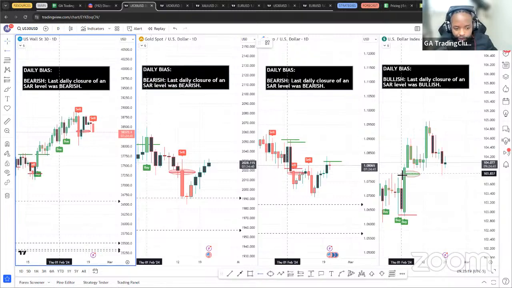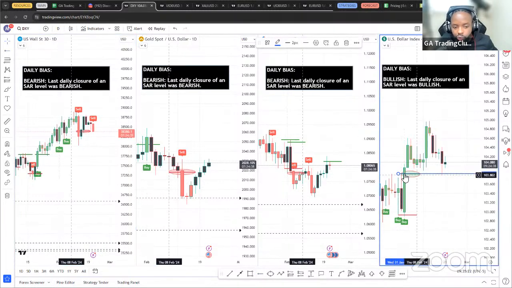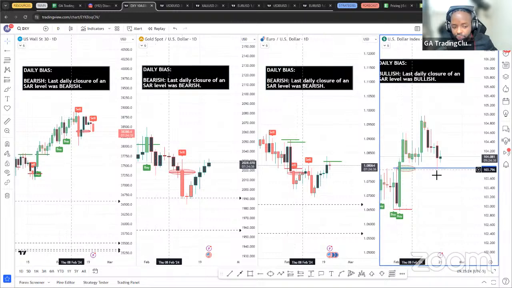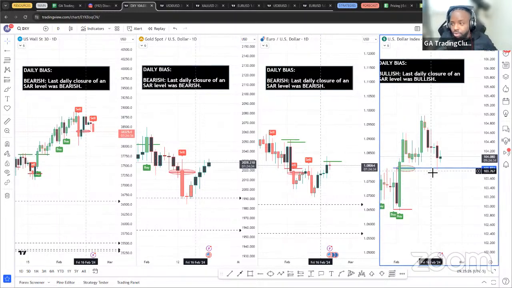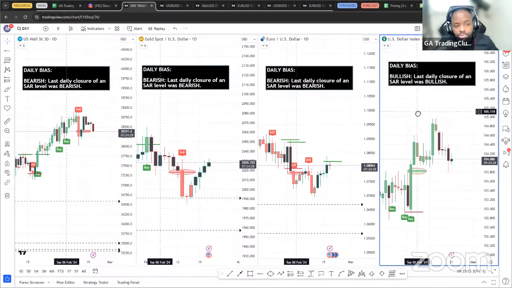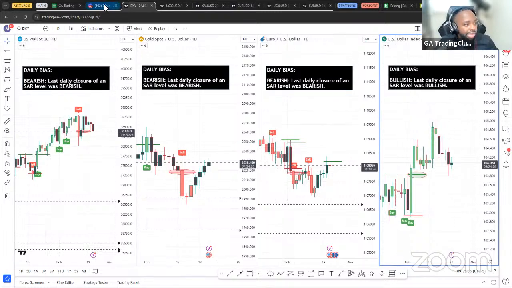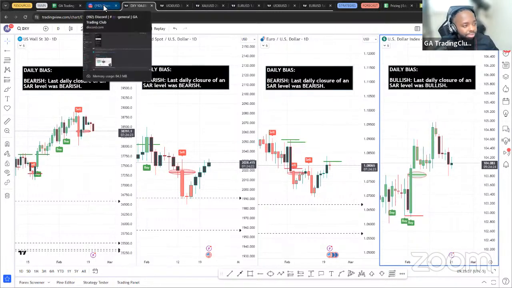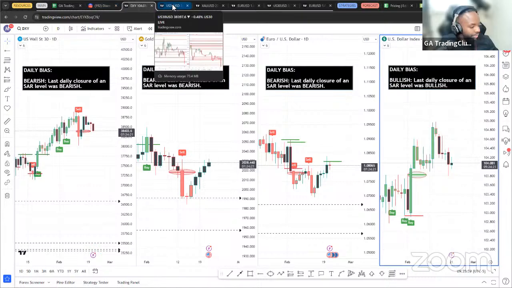If you guys remember yesterday during the live session, we saw EU bounce off of this support, off of this support based off of the bullish SAR that it had created. And that was a nice support and it rejected back up. Remember, SAR stands for stop and reverse, and can also stand for support and resistance.